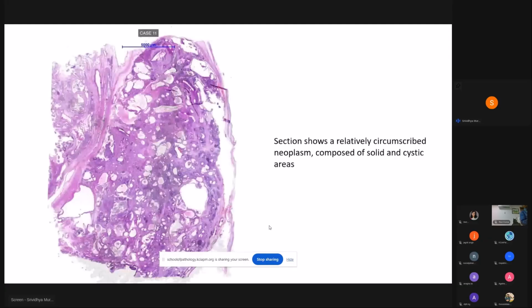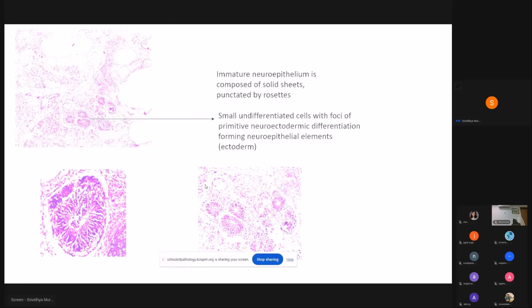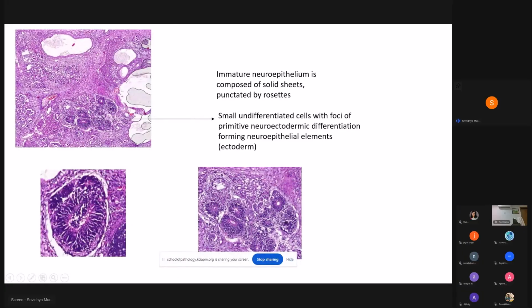Here in the section, you can see a relatively circumscribed neoplasm composed of solid and variable size cystic areas. In the solid areas, we can see the cells arranged in rosette and pseudo-rosette forms. The cells are ovoid to elongated with scant cytoplasm and hyperchromatic nuclei with prominent mitotic figures. These are immature neuroepithelium composed of solid sheets punctuated by rosettes, which are small undifferentiated cells with foci of primitive neuroectodermal differentiation, forming neuroepithelial lamellae, which are of ectodermal origin.